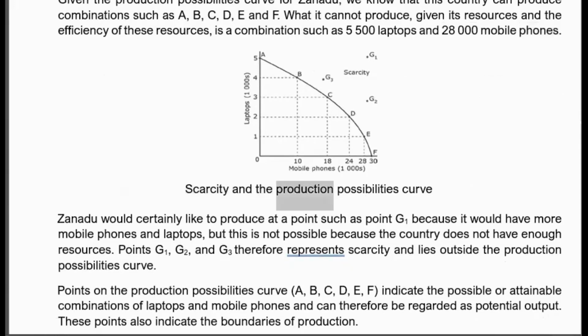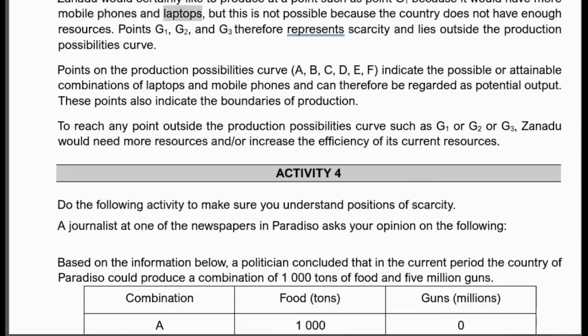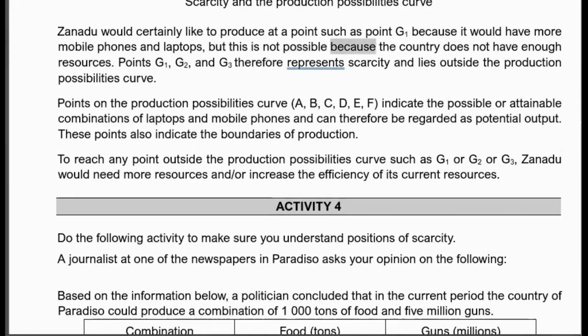Scarcity and the production possibilities curve. Xanadu would certainly like to produce at a point such as point G1 because it would have more mobile phones and laptops, but this is not possible because the country does not have enough resources. Points G1, G2, and G3 therefore represent scarcity and lie outside the production possibilities curve.